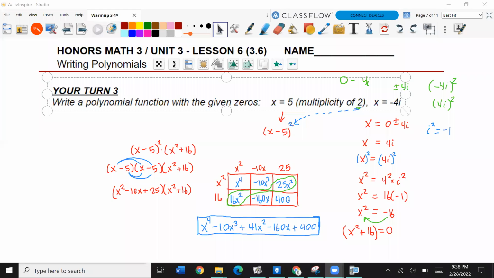And there's one more video to go along with this, just putting rational or irrational numbers and i's together. So watch the next video to finish up the lesson.